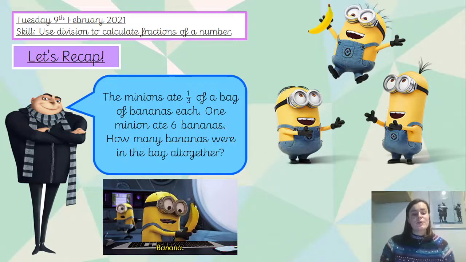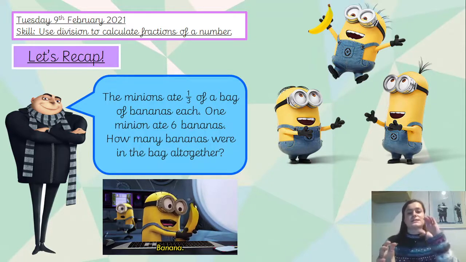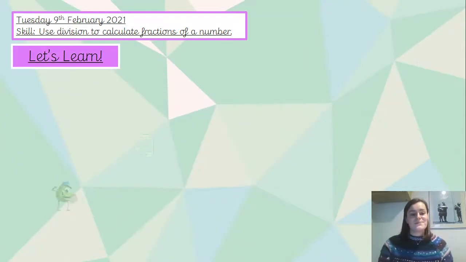Okay, so if we know that 1/3 is the same as 6, that means there must be 3 groups of 6, sorry, because we've got our thirds and in each of those groups, it's the same as 6. So we're going to use the inverse, aren't we? We're going to use multiplication to do 6 multiplied by 3, or 6 times 3. And hopefully you said that 6 times 3 is 18, so they had 18 bananas altogether. Well done if you got that right.